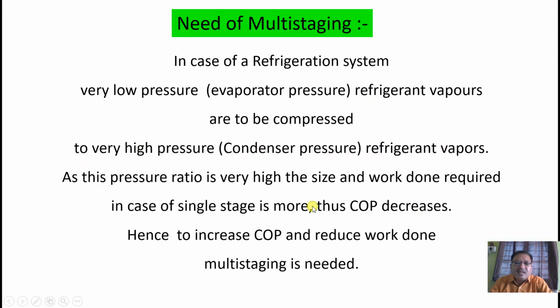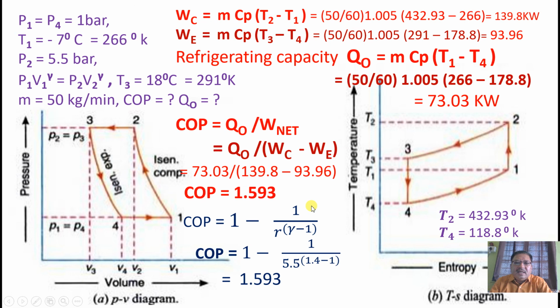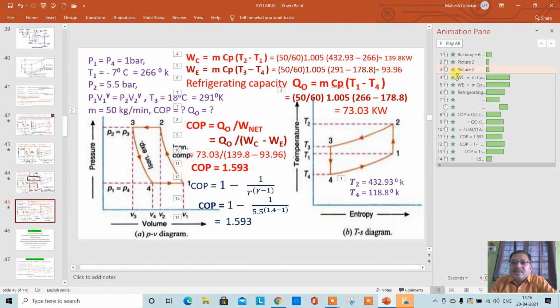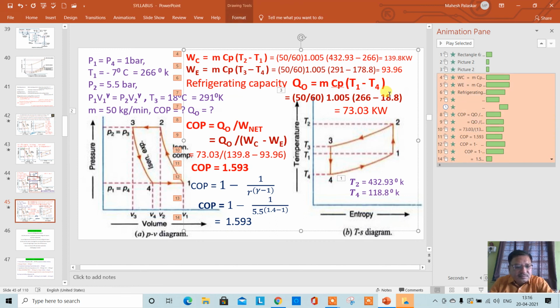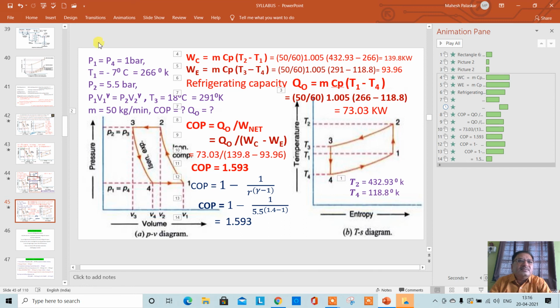Now what I will do is correct the value of T4, that is 118.8. Here also I will correct the value to 118.8, and I think now it is correct. You can just check the things. Save it.